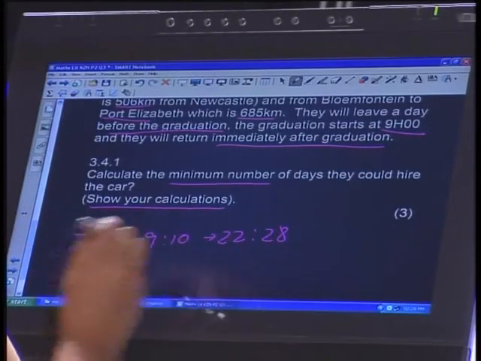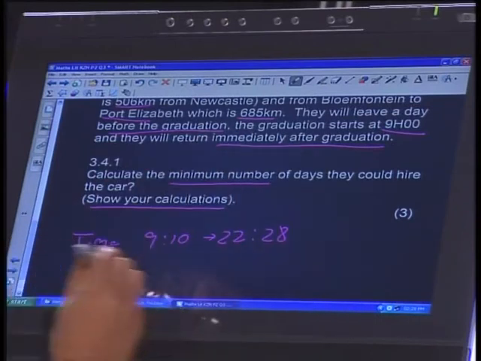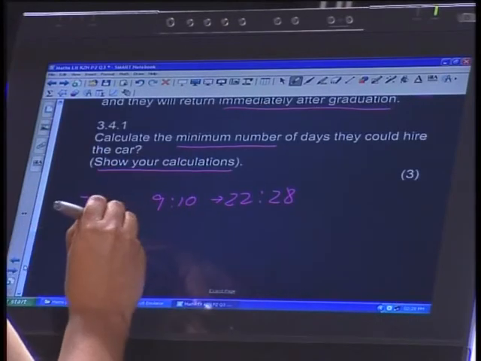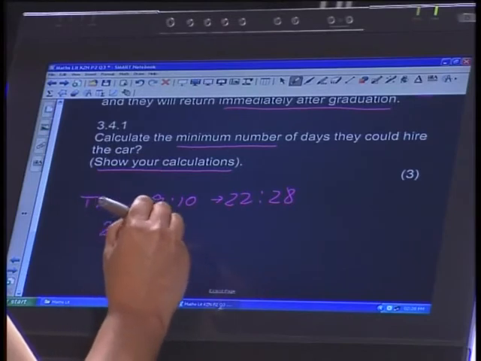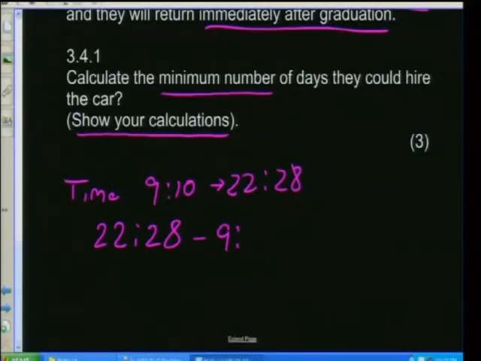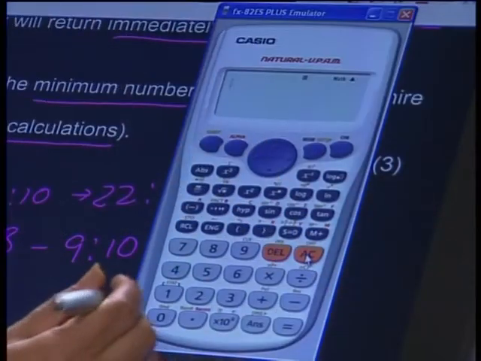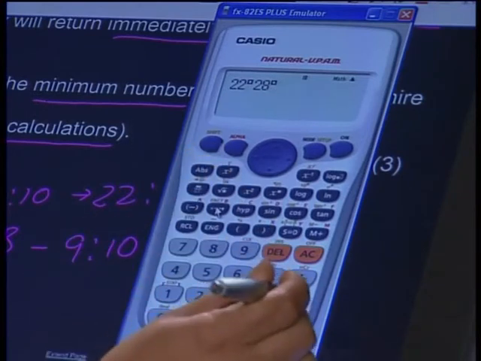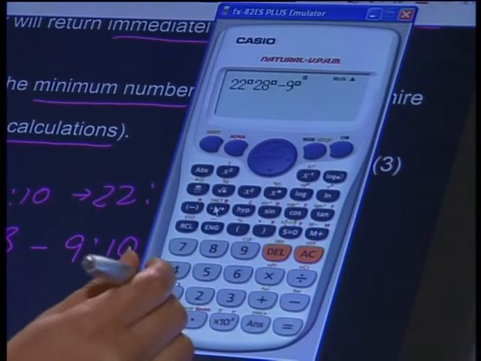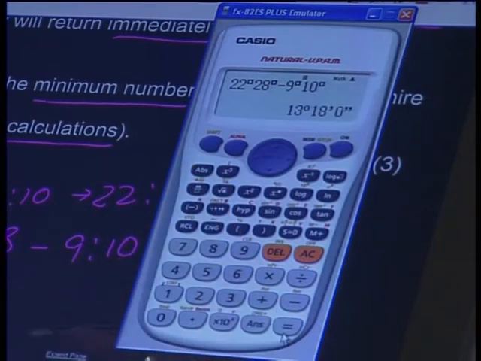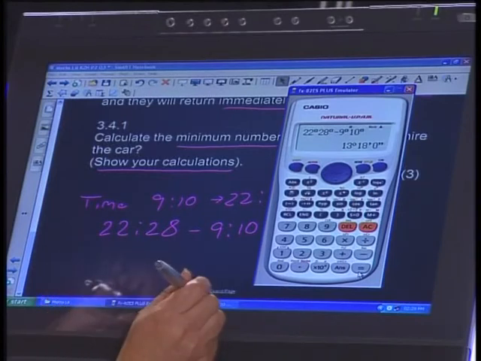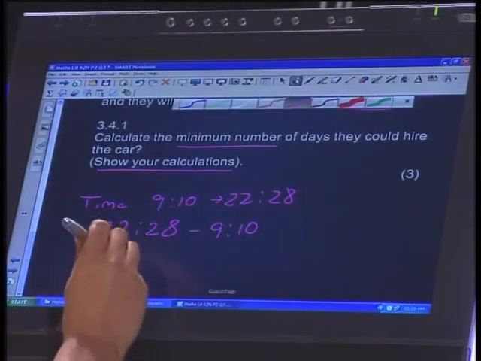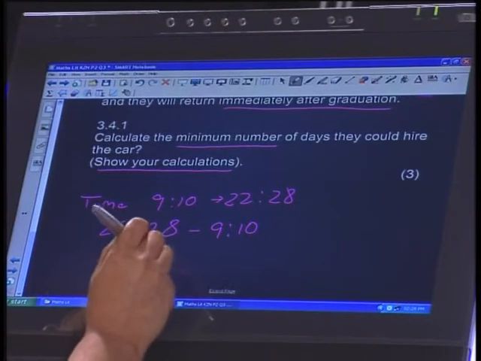So, and that was up until, not minus. So I'm going to use my calculator and see the time. I'm going to take my 22 hours 28 minus 9 hours 10 to see how long this calculates. I'm going to use that button again. 22 hours and 28 minutes minus 9 hours and 10 minutes. And I see that I'm traveling for 13 hours and 18 minutes. So that's how long they're going to travel for. They're going to travel for 13 hours and 18 minutes.